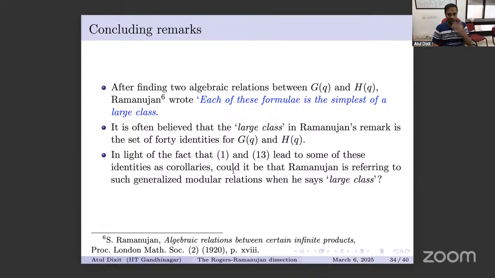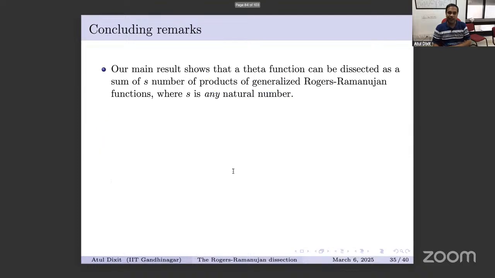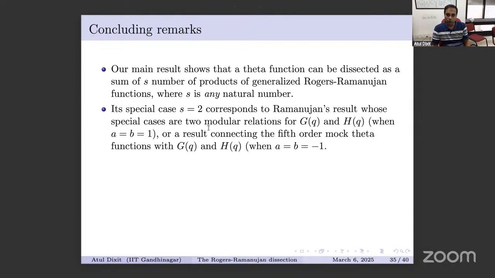But this remains to be done. So our main result shows that a theta function can be dissected as a sum of any number of products of generalized Rogers-Ramanujan functions, because S can be any natural number. When S is equal to 2, we get Ramanujan's result. In that, when you put A equal to B equal to 1, you get the modular relation between G and H.